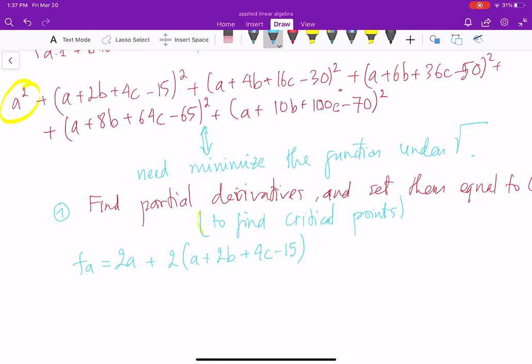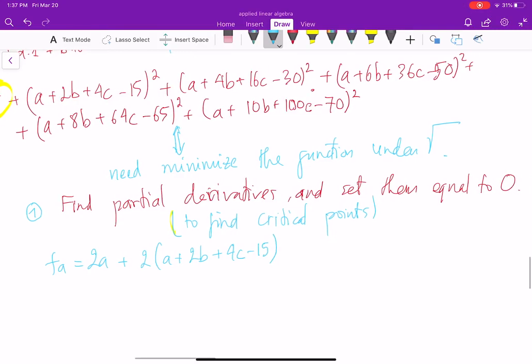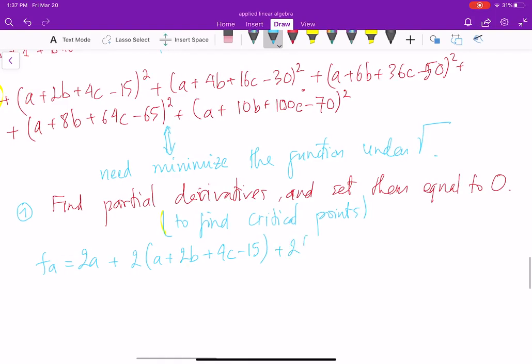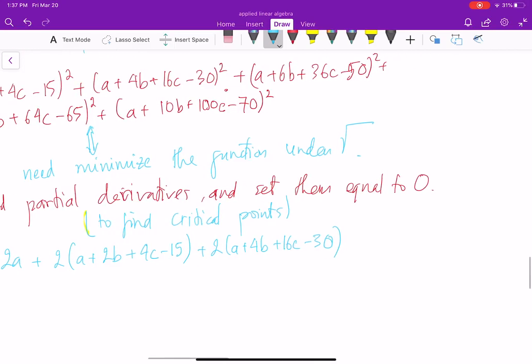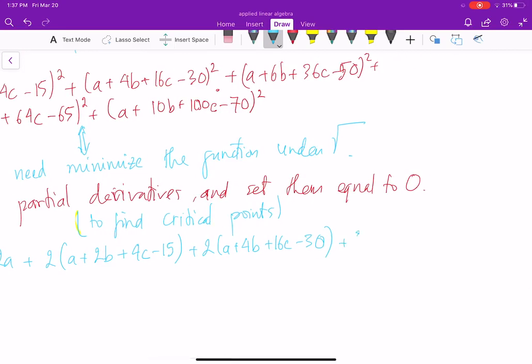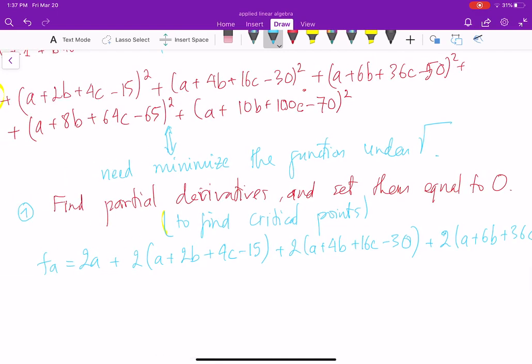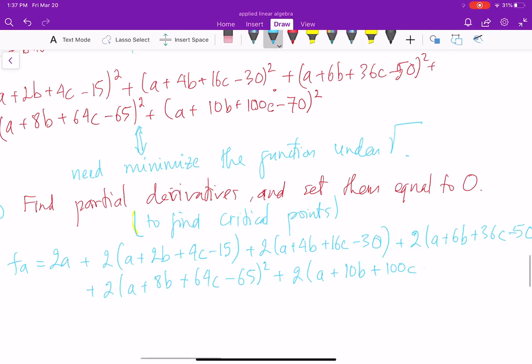Use the chain rule. And then the second one, I also use the chain rule. I have 2 times (a + 4b + 16c - 30). The next one, also the chain rule, plus 2 times (a + 6b + 36c - 50). And then so on, the next one is 2 times (a + 8b + 64c - 65), and the last one is 2 times (a + 10b + 100c - 70).